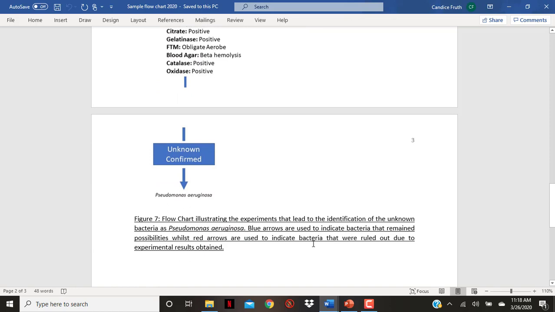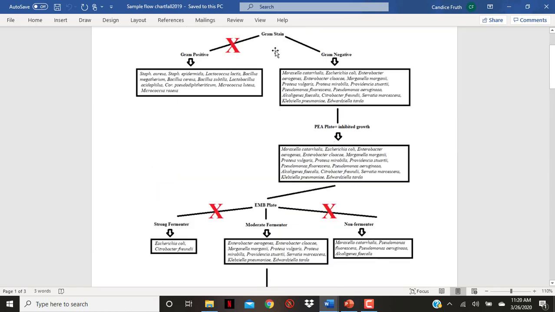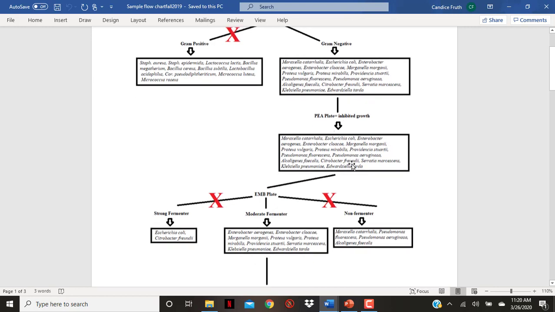Be sure to give your flowchart a descriptive heading in your lab report. Let's have a look at another example of a flowchart. Once again, this flowchart starts off with the gram stain, listing all the gram-negative and gram-positive bacteria. This individual found that their bacteria were gram-negative. They set up a PEA plate and growth of their bacteria was inhibited, confirming that their bacteria was gram-negative.